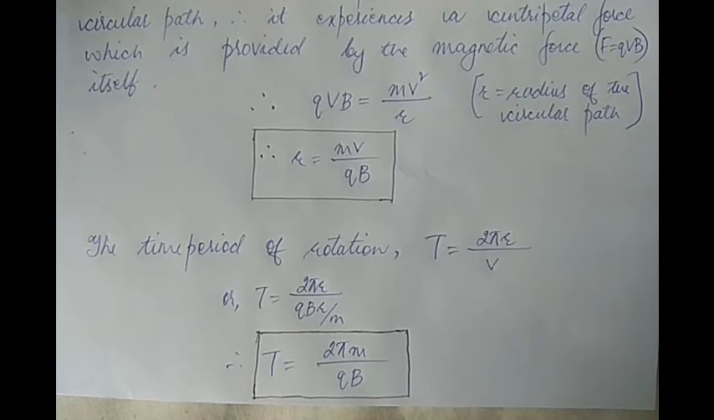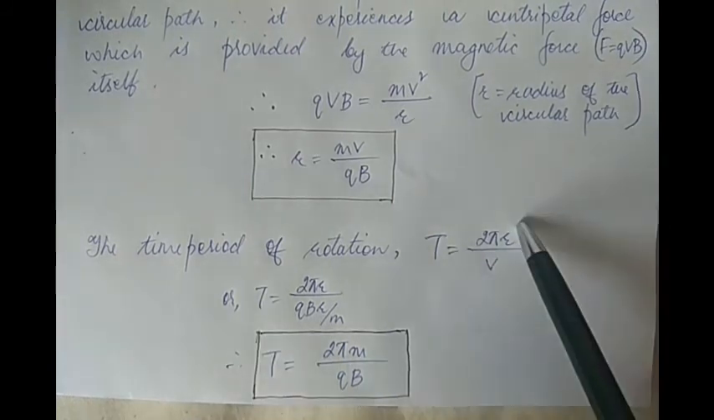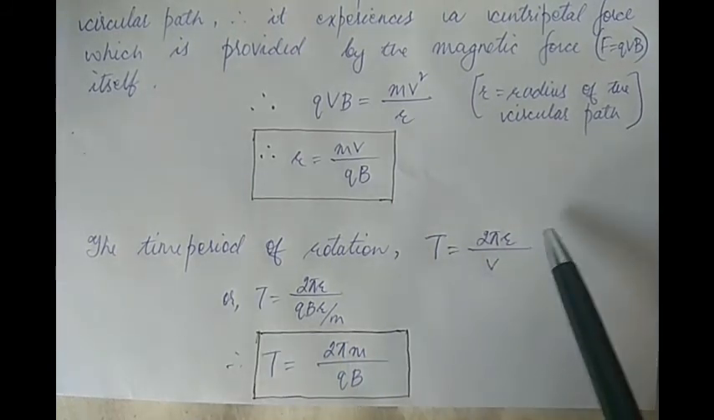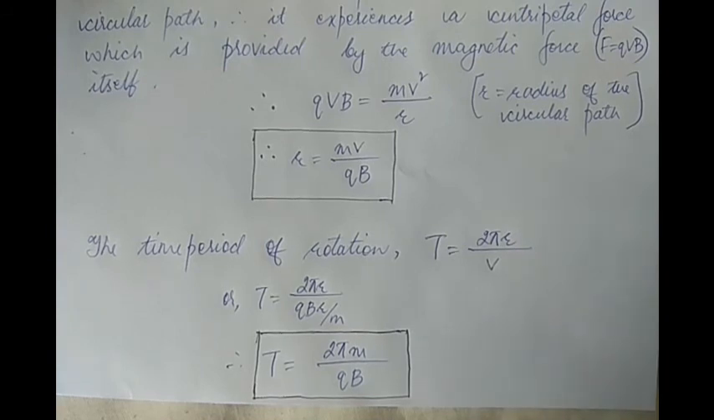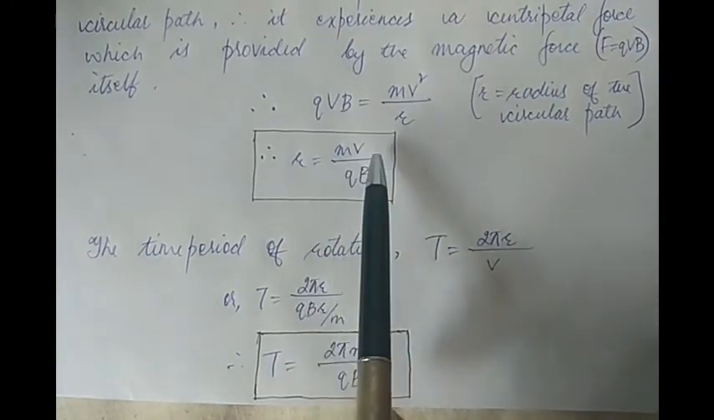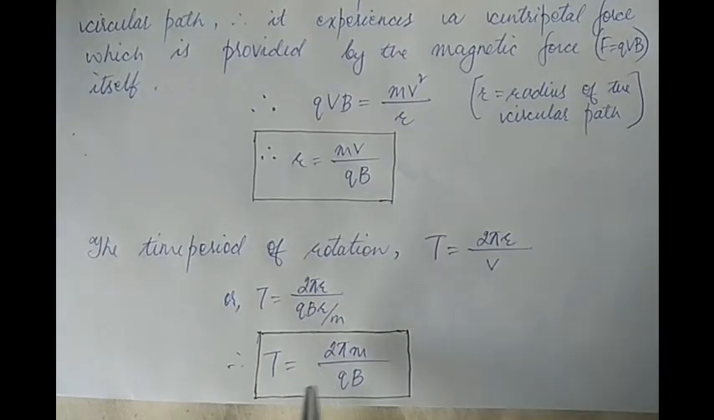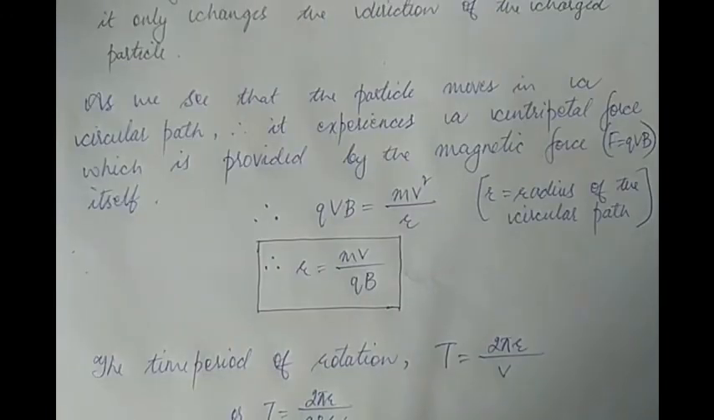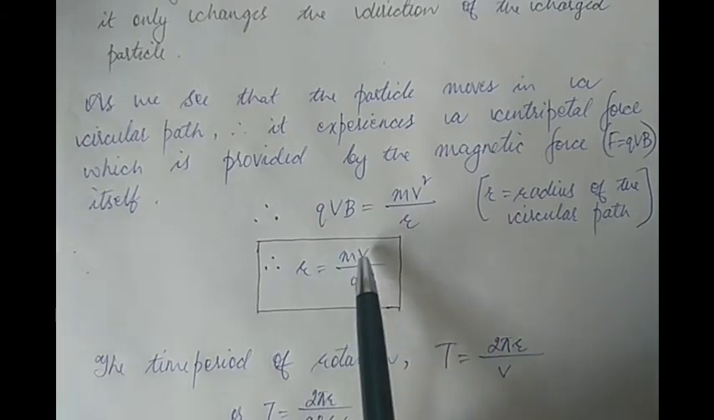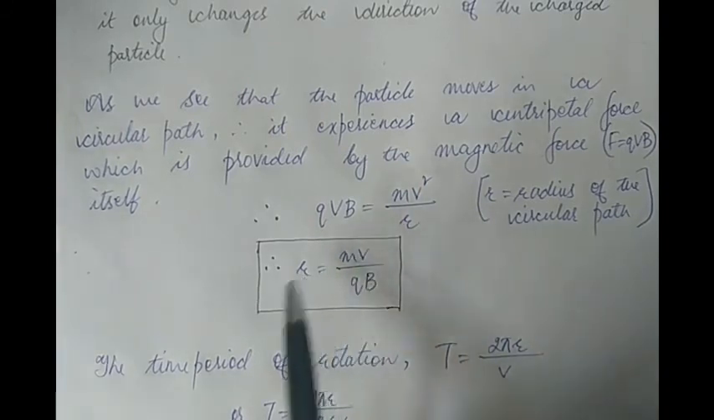And also the time period of rotation T, which is the distance upon speed. The distance that the charged particle travels is the circumference of the circle, 2 pi r, divided by its speed. So this is equal to 2 pi r upon v, and from this expression you can see v is qBr upon m. So that is exactly what I've written, and thereby we get the time period is 2 pi m upon qB. You are also sometimes asked to find the expression for the momentum of the charged particle. Now as we know, momentum is mass into velocity, so you can see the momentum is equal to qB into r.